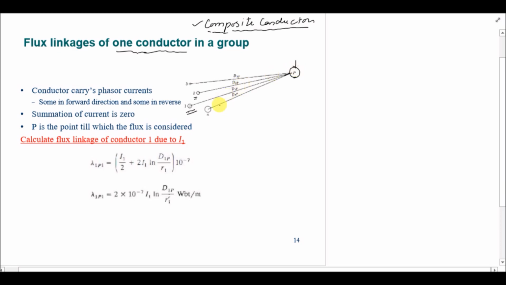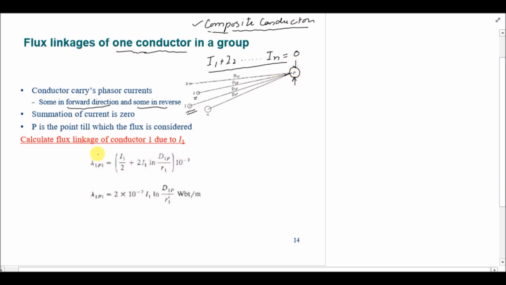What we are considering is that all the conductors are carrying current, and some of these conductors are carrying current in the forward direction and some are having the current in the reverse direction, but the summation of all the currents is 0. That is, I1 plus I2 and up to the currents in all the conductors will sum up to 0. And point P is the point till which we are considering the flux. All the flux beyond P we are not considering in the starting point of this derivation.